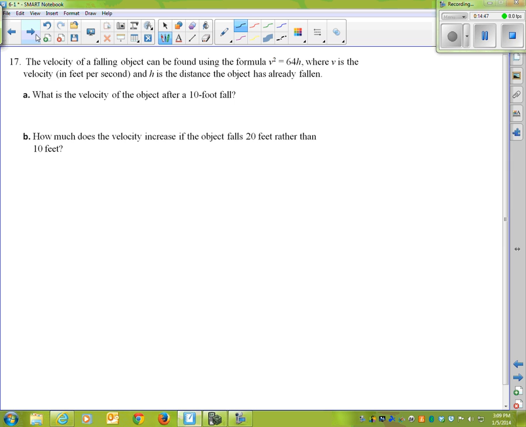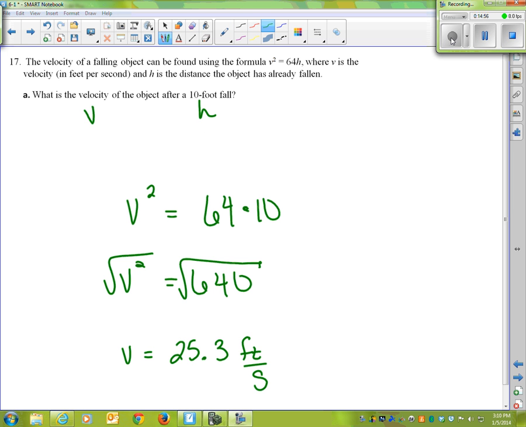All right, the last problem, number 17, I'm going to have you guys try on your own. Push pause and then check your answer. And my solution is given.